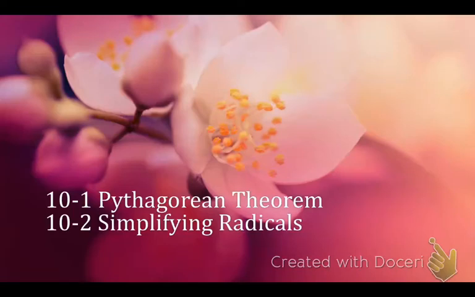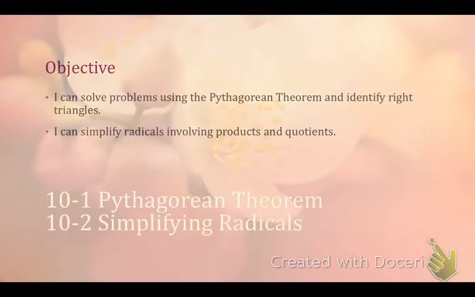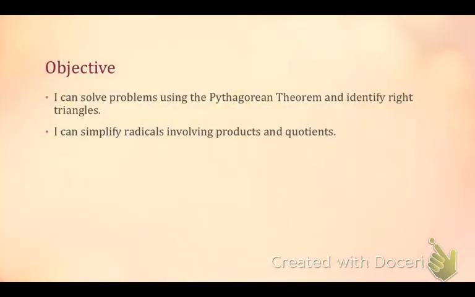Today, as you can see, we are going to cover two things at once. We are going to review the Pythagorean theorem, and then we are also going to look at how to simplify radicals. So our objectives for today are that you can solve problems using the Pythagorean theorem and identify right triangles, as well as simplifying radicals involving products and quotients.